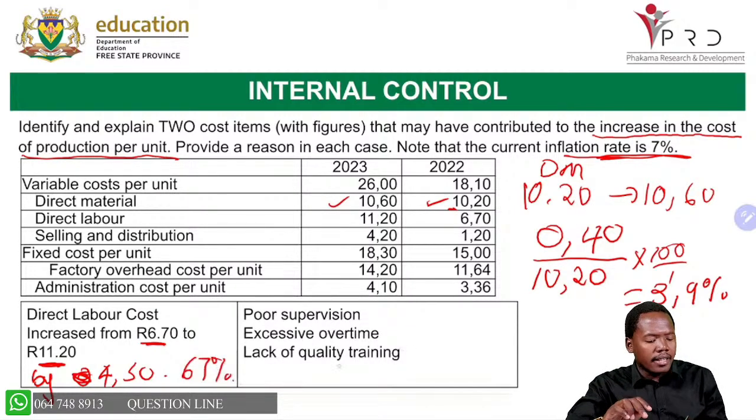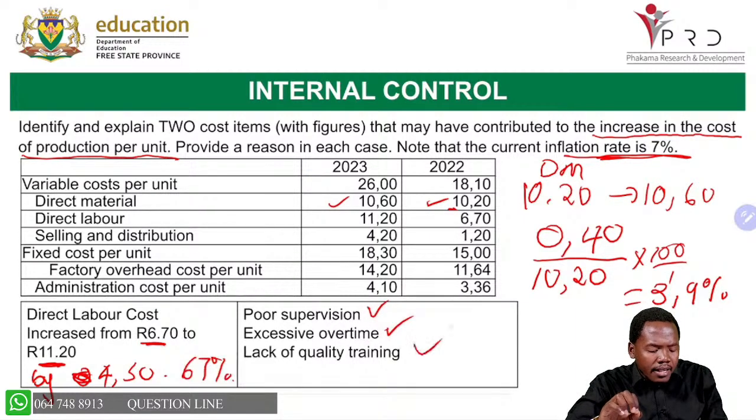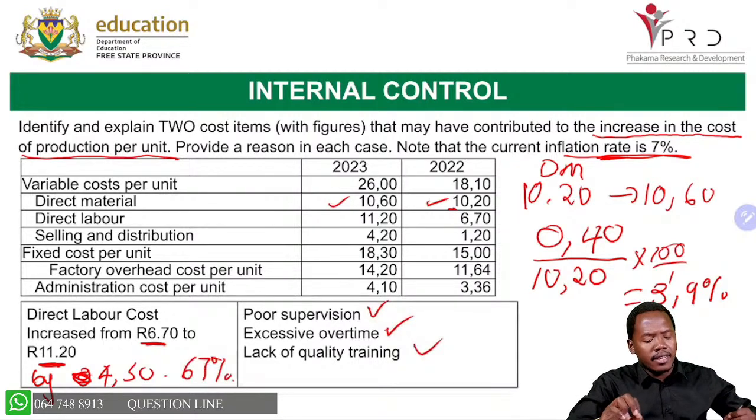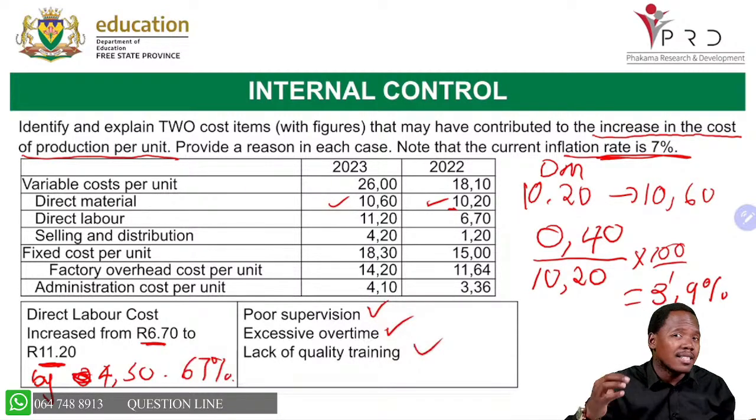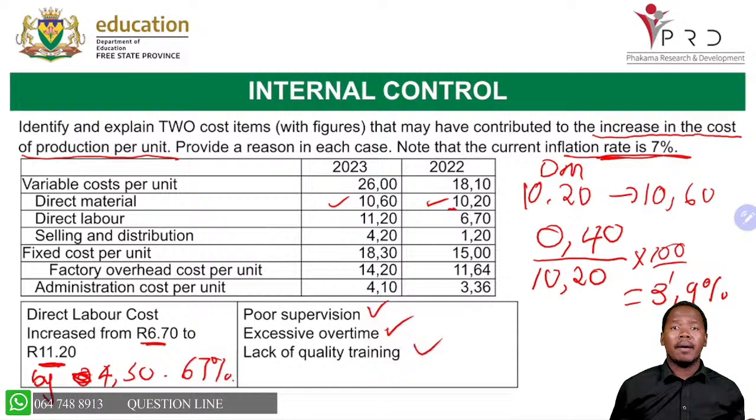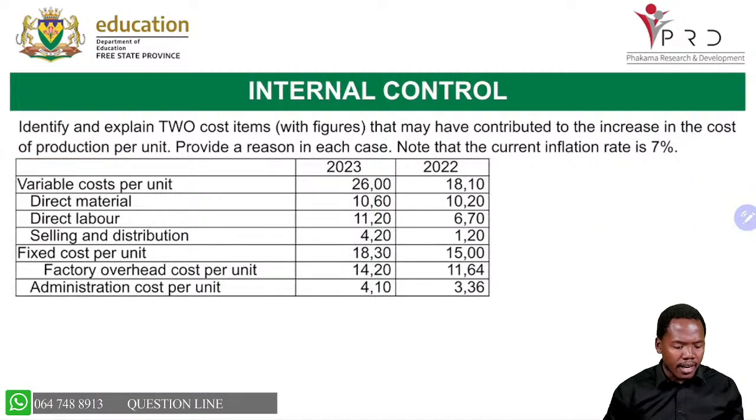So what are the reasons for this huge increase in the direct labor? We may not be monitoring our workers, so there's poor supervision. Maybe these workers are working excessive overtime, and then there's also lack of quality training. Maybe these workers are unskilled. They don't know how to become efficient at work. Right. Now, these are some of our responses. Let us look at the second one now.